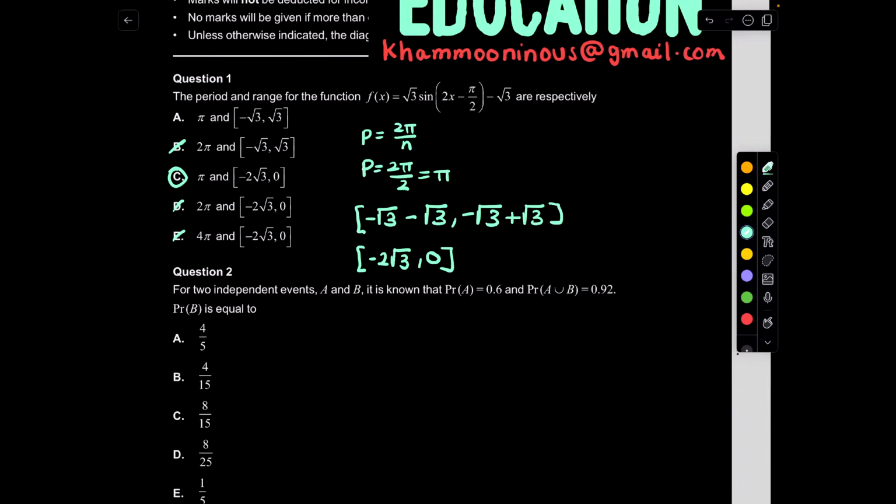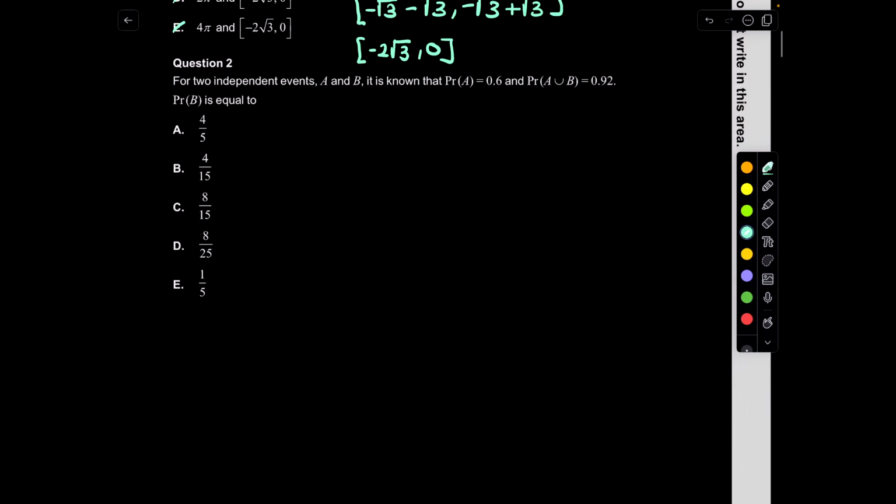Now, you can do this by basically CAS. You can graph it and see what it is. But yeah, that's how you do it by hand. I think doing it by hand is much quicker for this question. So let's do question 2.